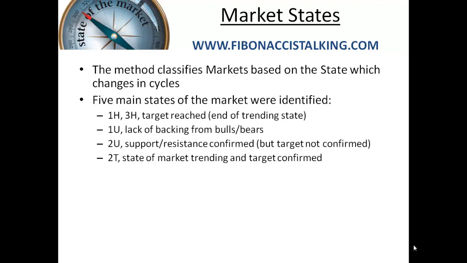State 2U, in fact, is the state marking the confirmation of the new trend, and within it, relevant levels of support and resistance. However, although identified, the price target is not yet confirmed in such state. Finally, state 2T marks trend confirmation and, along with it, the confirmation of the main target for the trade, which is a well-identified price.